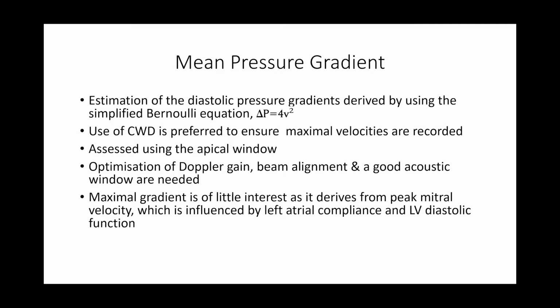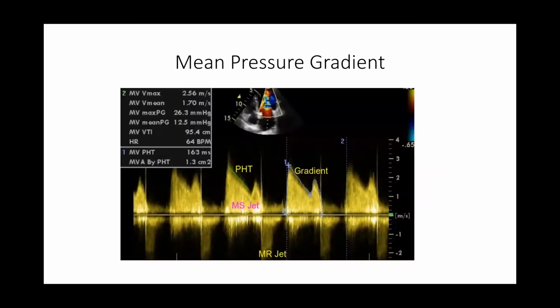You don't measure the peak mitral velocity because that's dependent on the left atrial compliance and LV diastolic function, which is very variable in critically ill patients. The mean is what we're after. I've shown both things here. If you just trace it like this, you're calculating your pressure half time, and if you trace the whole thing, you're calculating your mean gradient.